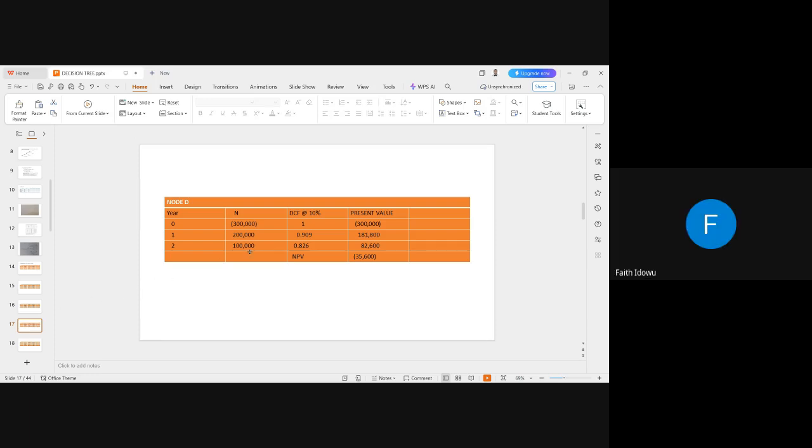So for node D, the outcome will be what, please? Minus 45,600. And for node E, 47,000.